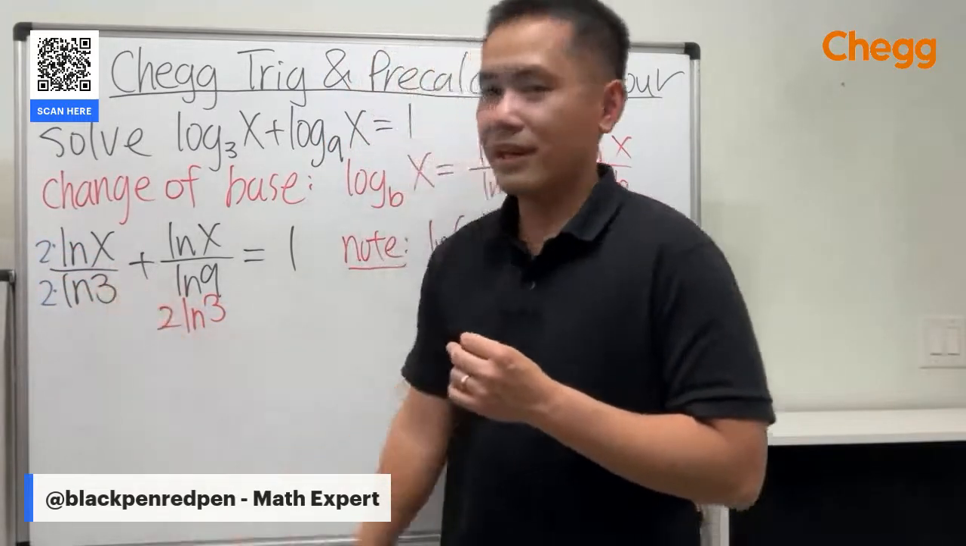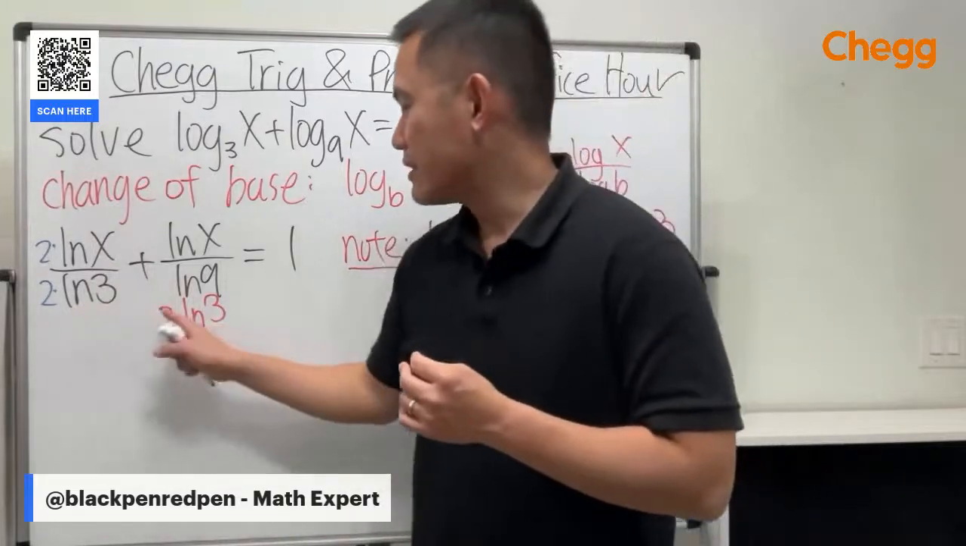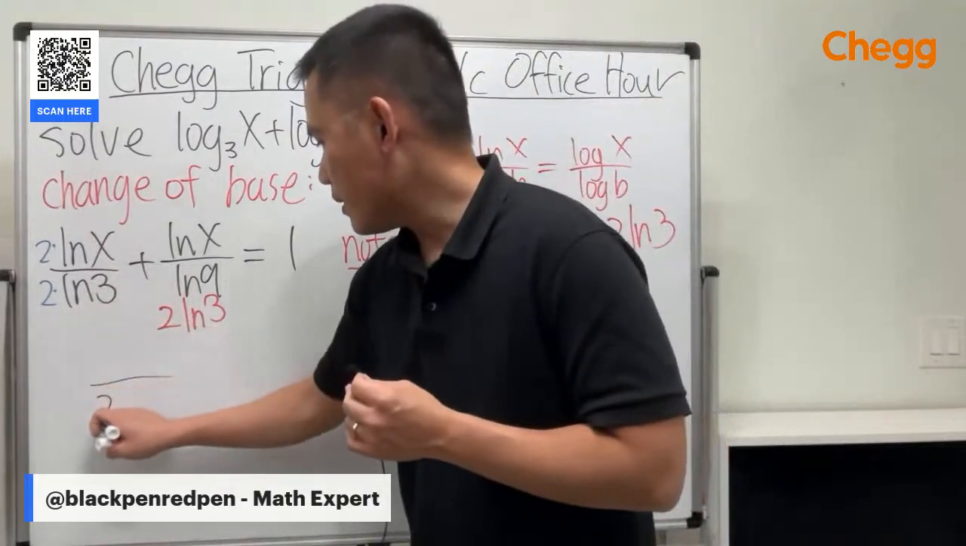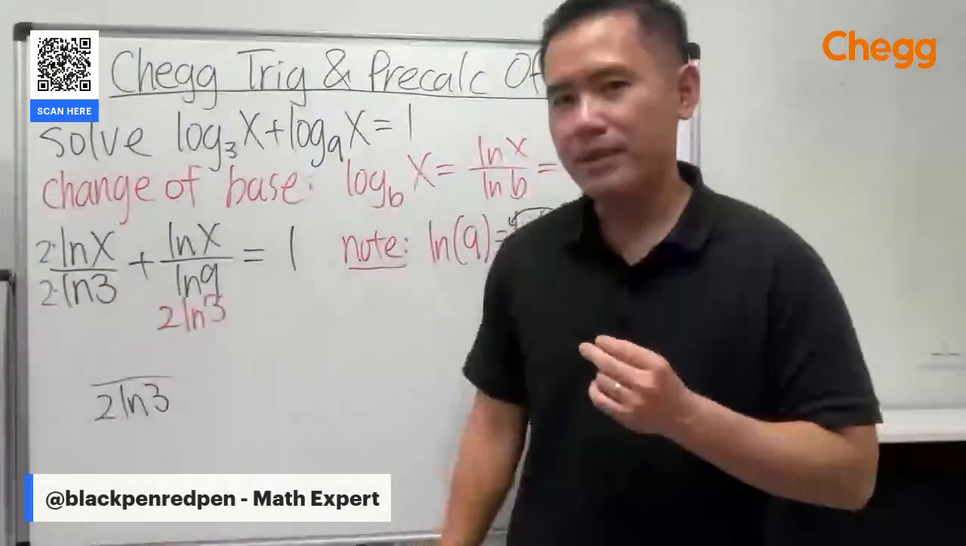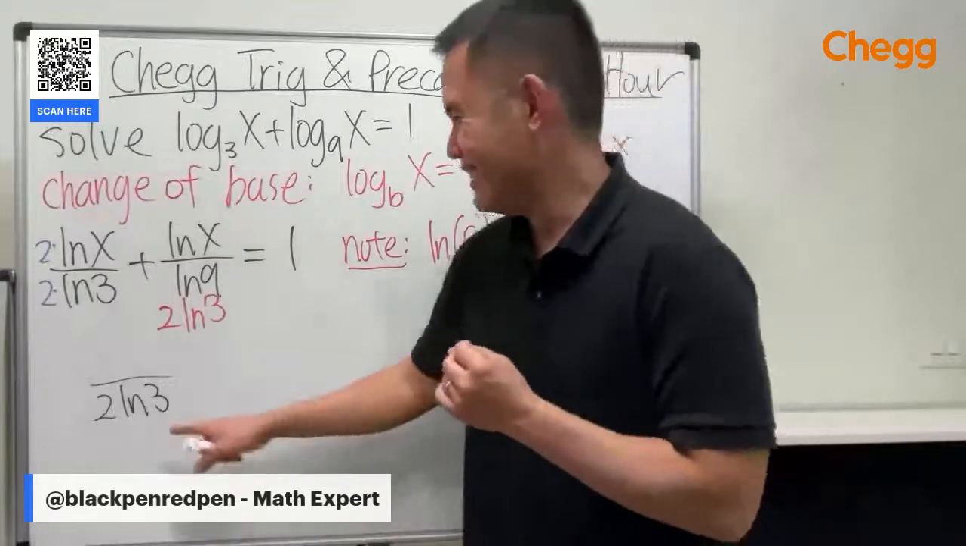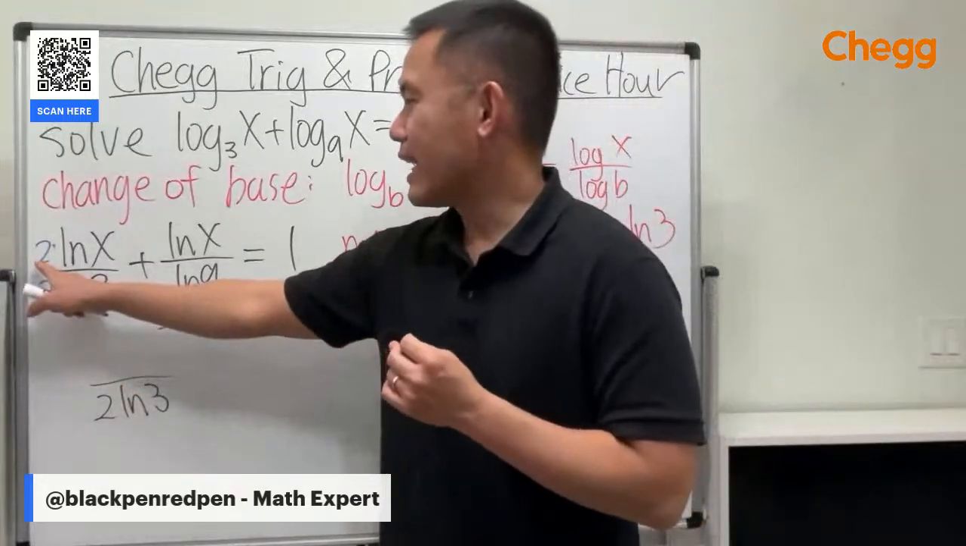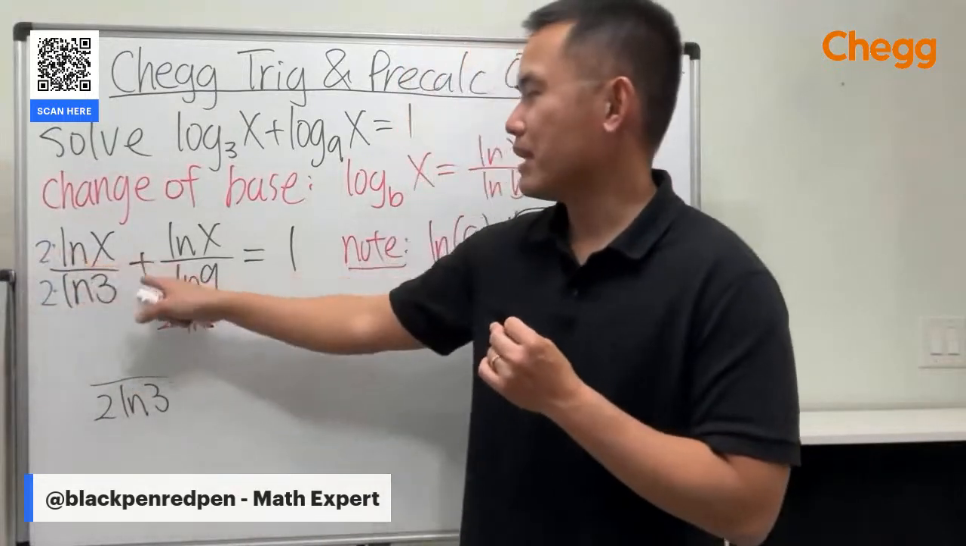So that we can put them together. They have the same denominator, which is 2 ln 3. By the way, do you guys ever write the denominator down first? Just wondering. Anyways, on the top is 2 ln x plus 1 more.